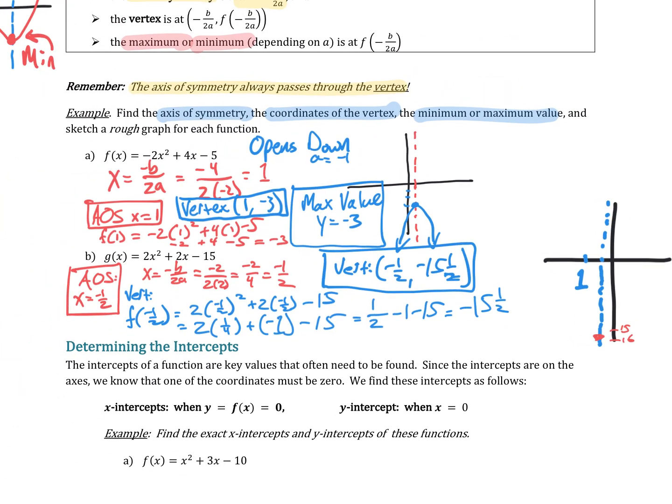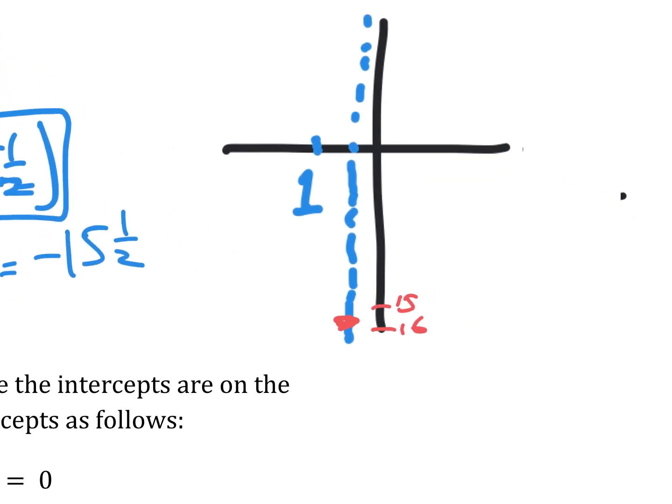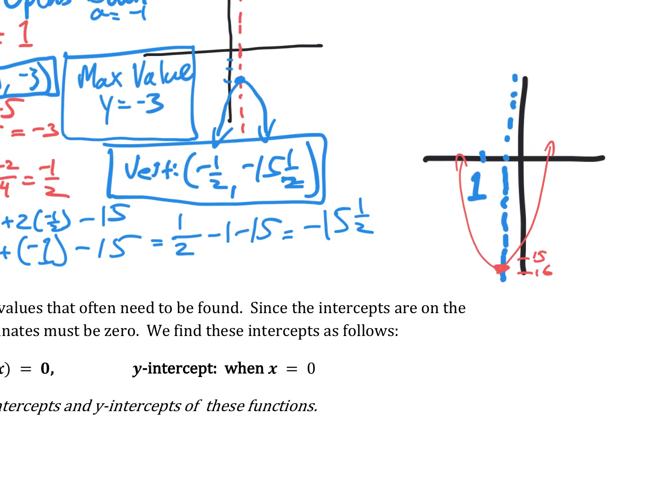What's our A value? A value is 2, so it's going to open up. Remember, a positive A value opens up. And since it opens up, not worried about the exact shape right now, that is a minimum. So we know we have a minimum.